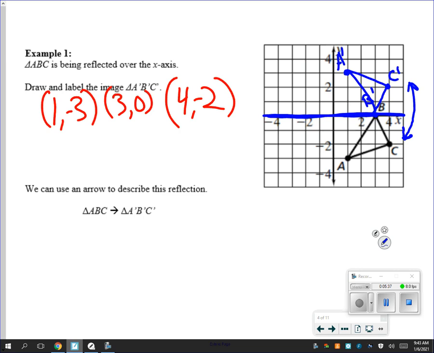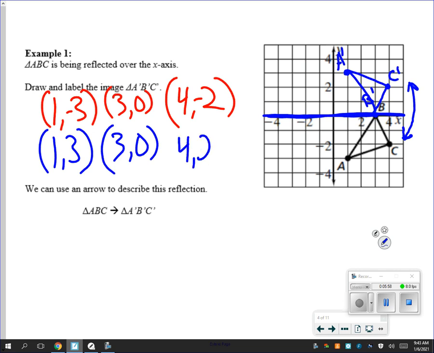So if you're reflecting across the x-axis, that's going to be an up or down flip. If it's at the top, it comes to the bottom. If it's at the bottom, it goes to the top. So let's look at our coordinates now. A changed from 1, -3 to 1, 3. And then B stayed exactly the same because it was on the axis. And C changed to 4, 2.